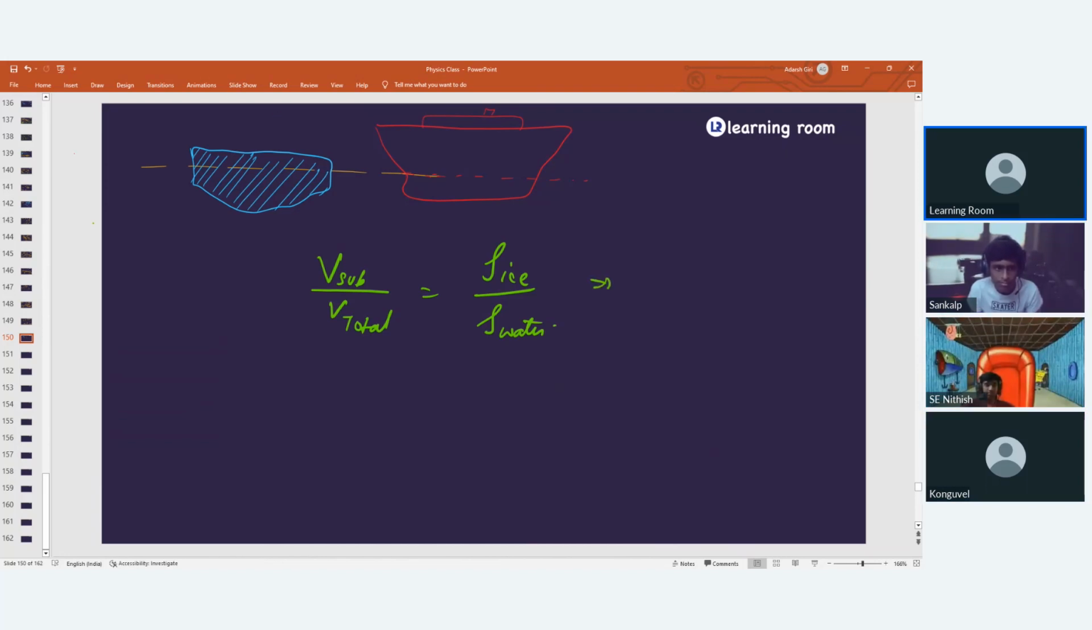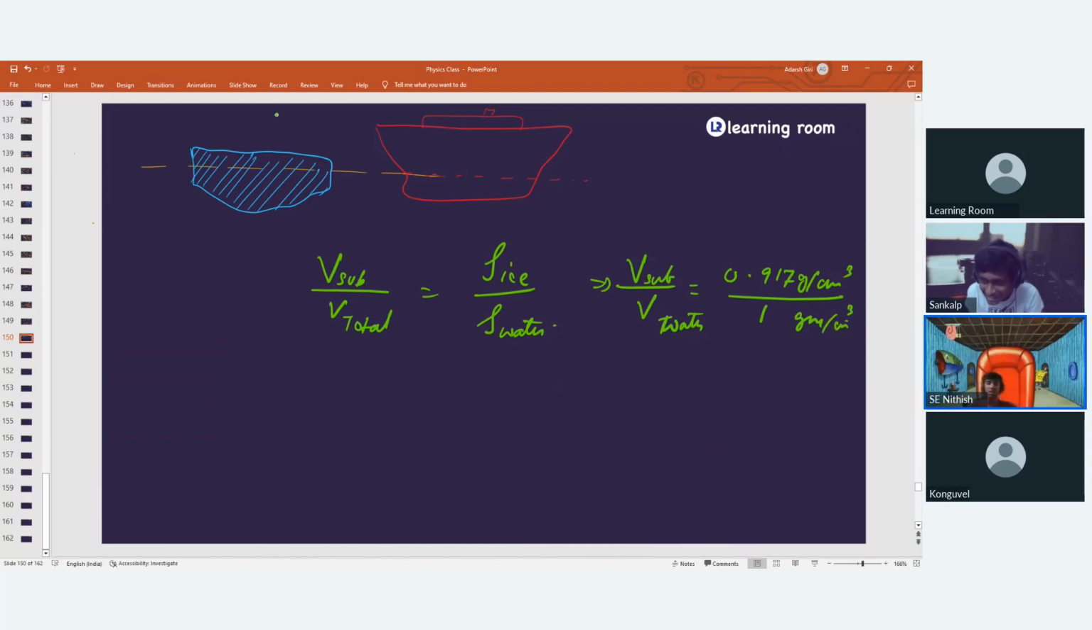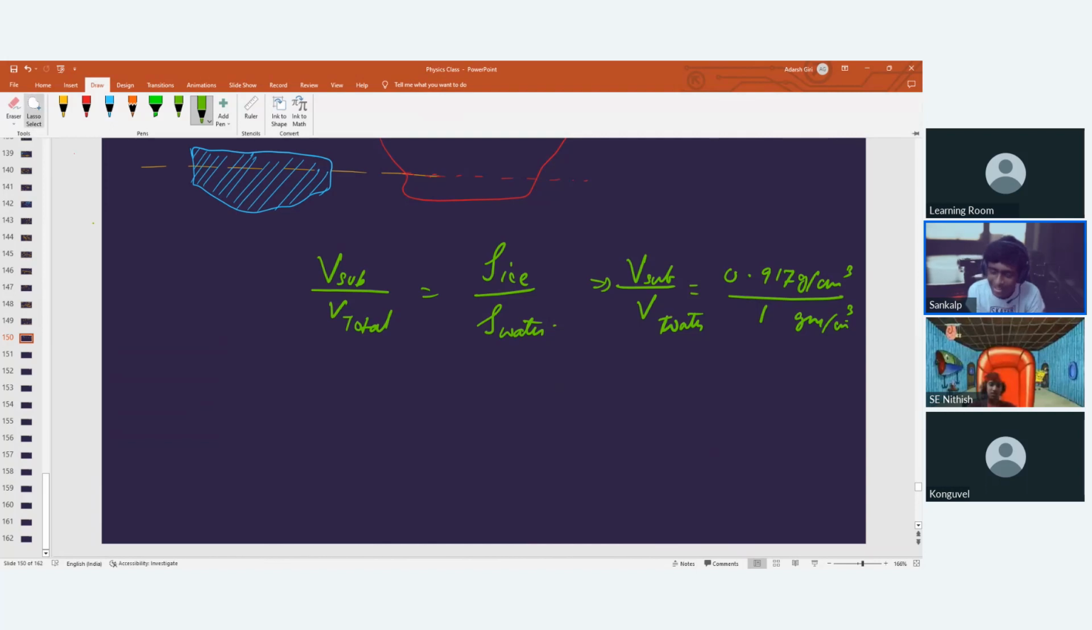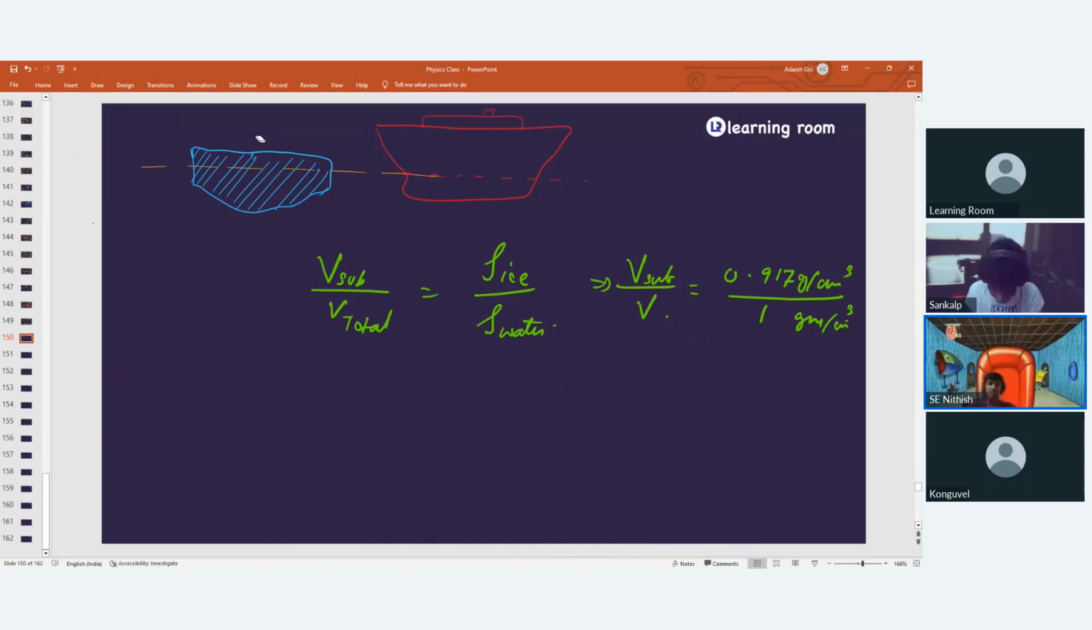Now see, volume submerged, that we don't know. Volume total, again we don't know. Rho of ice, that we know, 0.917 gram per centimeter cube. Rho of water is 1 gram per centimeter cube. I was saying 1,000 kilograms per meter cube. It's the same thing, just a different unit.